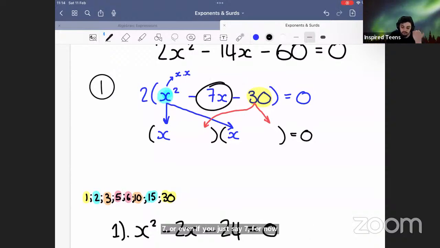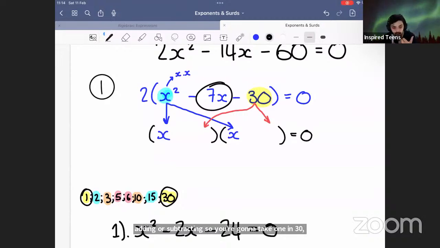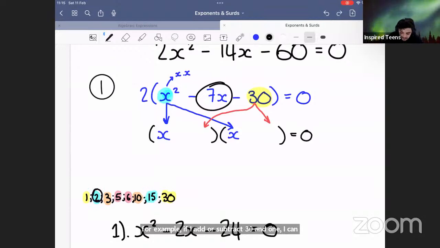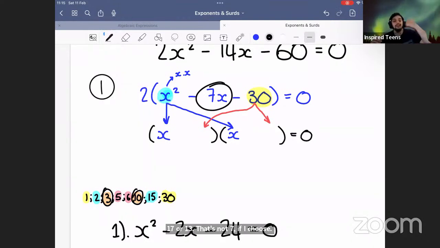How is it going to give you -7 or 7? By either adding or subtracting. So take 1 and 30, for example. If I add or subtract 30 and 1, I can either get 31 or 29. That's not 7. If I choose 2 and 15, I can either get 17 or 13. That's not 7. If I choose 3 and 10, however, I can either get 13 or I can get 7. So that is indeed the factor pair that I'm going to choose, because when I add or subtract it, I get my middle term. Again, the signs we'll work on in a bit.